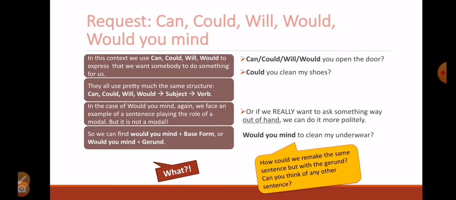Okay, for request, we use can, could, will, would, or would you mind? Like, can you close the door? Would you close the door? Could you close the door? Etc. The difference again is in the level of formality.